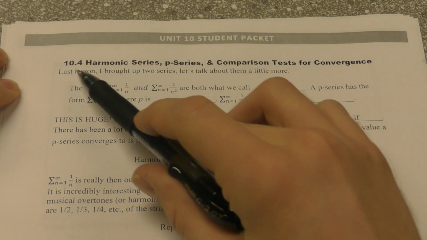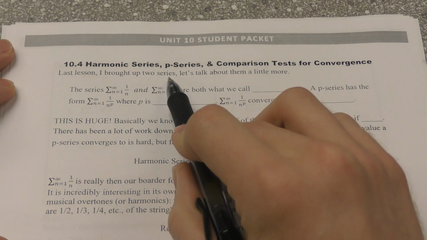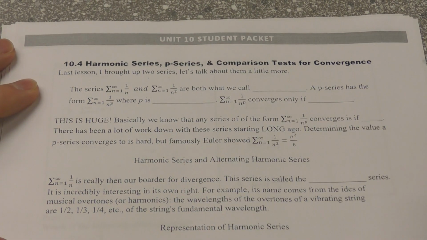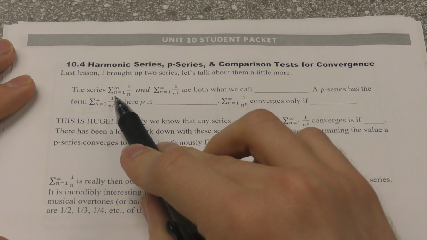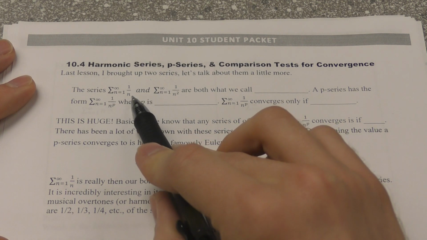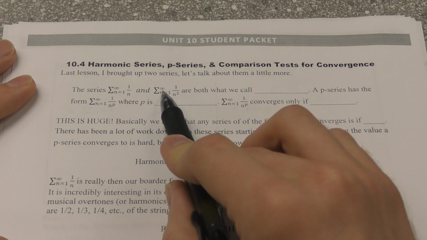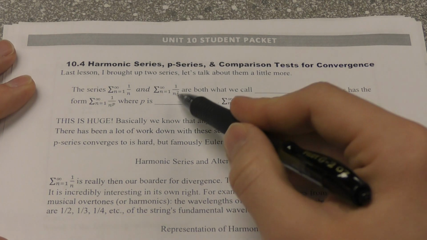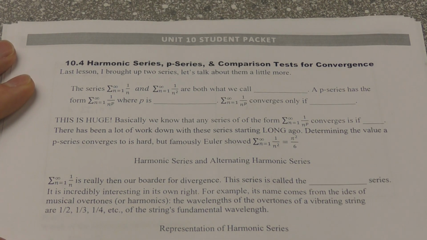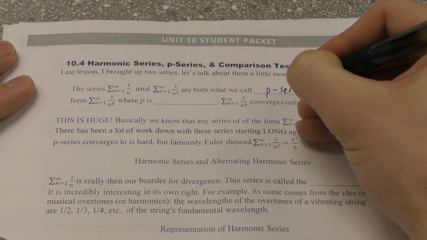Last lesson, if you recall, I brought up two different series that I said we would return to, and we're going to return to them now. So let's talk about them a little more. One of the series was the sum from 1 to infinity of 1 over n. The other was the sum from 1 to infinity of 1 over n squared. Both of these are what we refer to as P series.